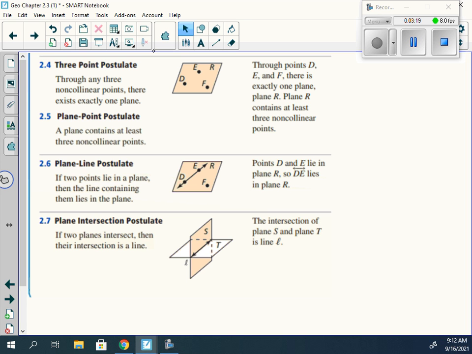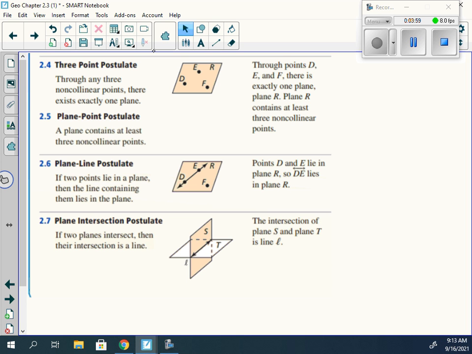Again, those kind of go back and forth. If I have 3 points that are not on the same line, I can make a plane. If I have a plane, I have at least 3 points. The plane line postulate: if 2 points lie in a plane, then the line containing them lies in the plane. If I have 2 points that lie in the plane, then I can make a line that goes through those points and is contained in the plane. Points D and E lie in the plane R, so line DE lies in the plane R.